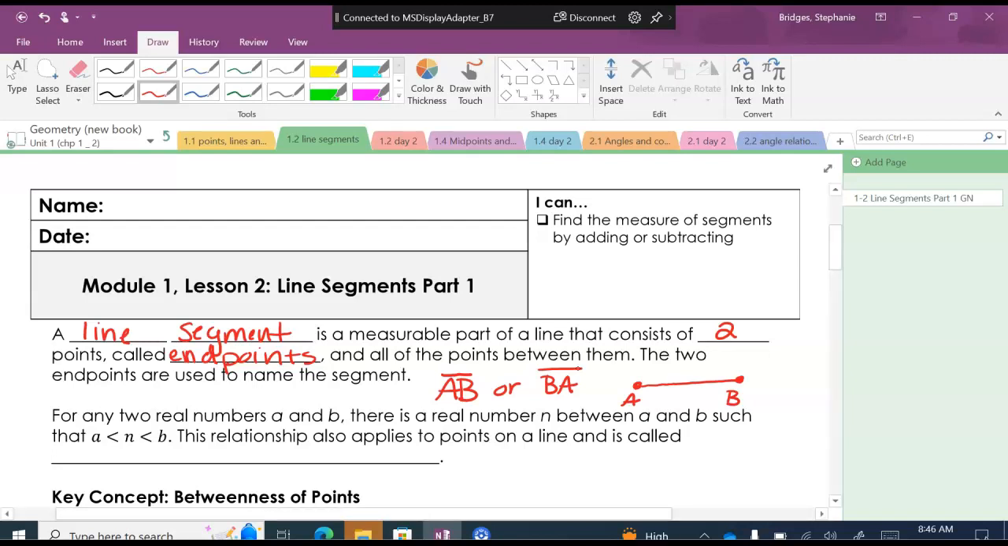Now, one more thing I want to add to this before we move on to the next part. Okay, hold on. I just want to make sure I'm not saying something that's going to be there later.